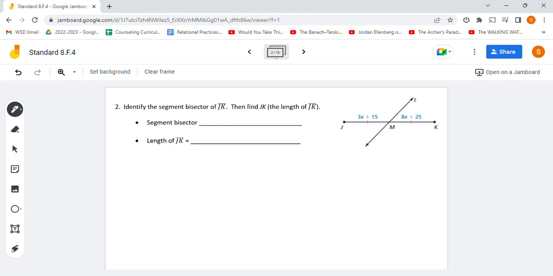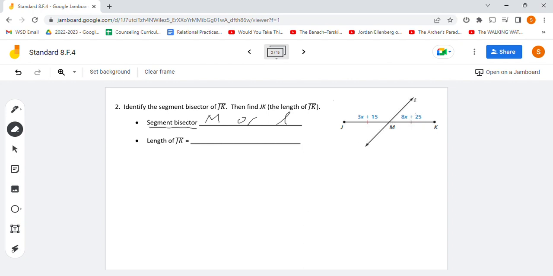On our next question, we have the same tasks, segment bisector. Again, we have a point called M where they intersect there, so that is one option. This line is also a possible bisector, so we could say line L is a bisector for that as well. So again, we have a couple of different options for that one.